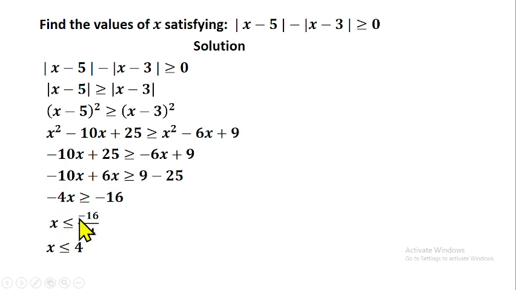So that means we'll have s is less than or equal to minus 16 divided by minus 4. Minus will take care of minus. That means you have 16 divided by 4. That gives us 4. So the solution of this one is s is less than or equal to 4. So you can see that all these things are not too difficult for us to understand. You only need to know the condition and how to go about them.